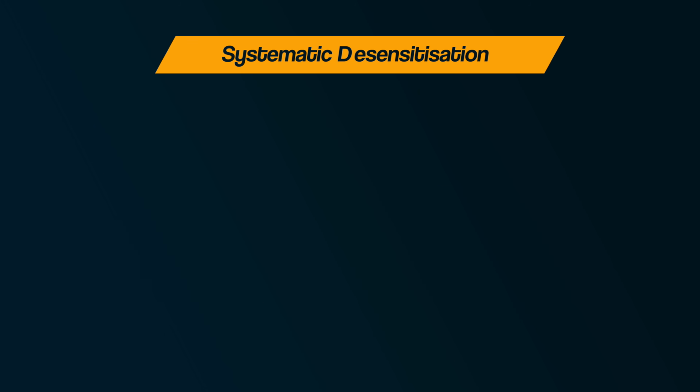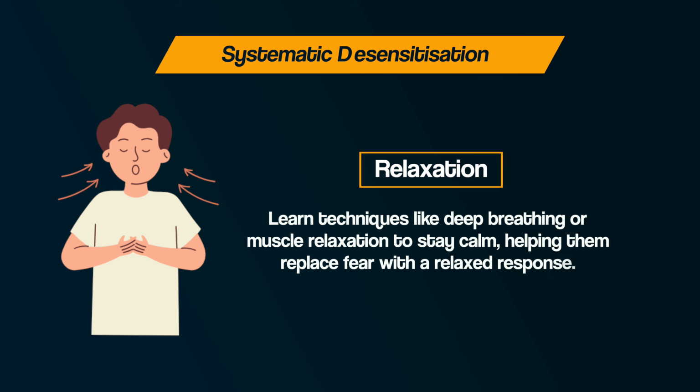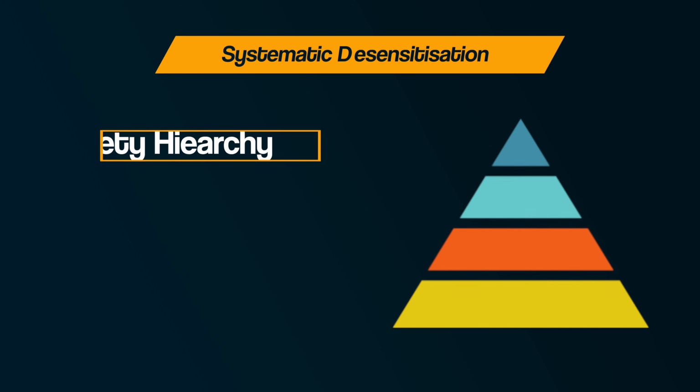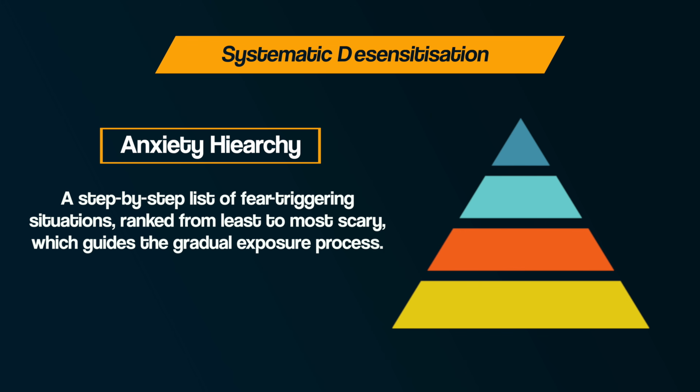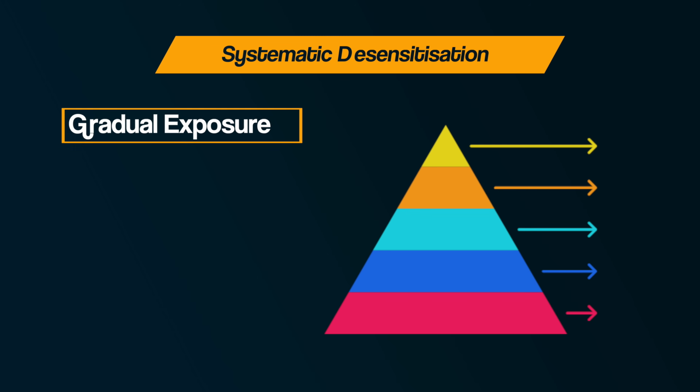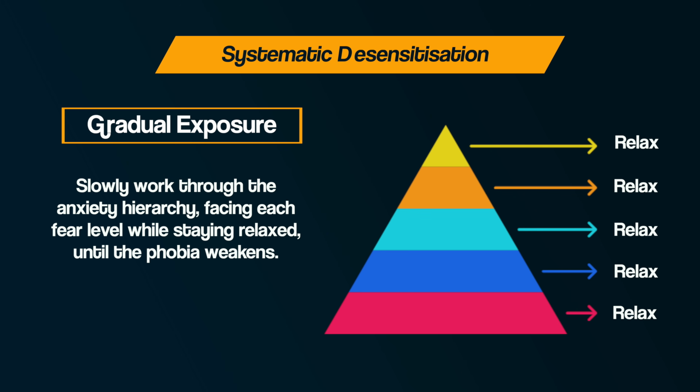How does it work? Relaxation. The person learns techniques like deep breathing or muscle relaxation to stay calm, helping them replace fear with a relaxed response. Anxiety hierarchy. A step-by-step list of fear-triggering situations ranked from least to most scary, which guides the gradual exposure process. Gradual exposure. The person slowly works through the anxiety hierarchy, facing each fear level while staying relaxed until the phobia weakens.